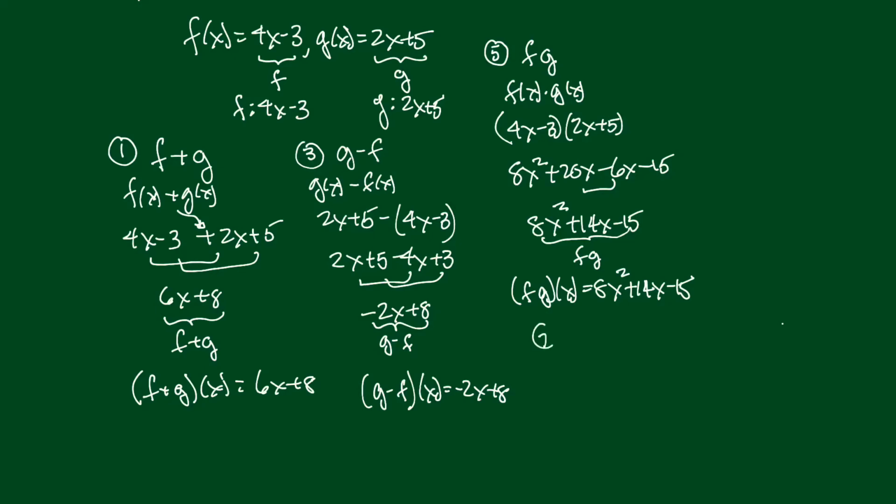And in problem number 7, we're looking at a quotient, g divided by f. All right, so g is 2x plus 5. f is 4x minus 3. All right, and that's going to be it. So I might just write it like this: g divided by f, right, there's the name of the function, g over f of x is equal to that quotient, 2x plus 5 over 4x minus 3.